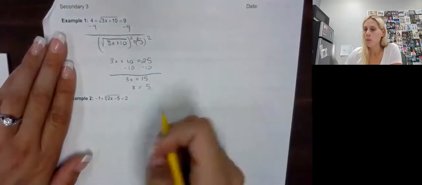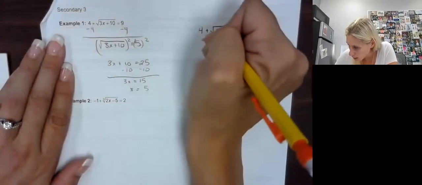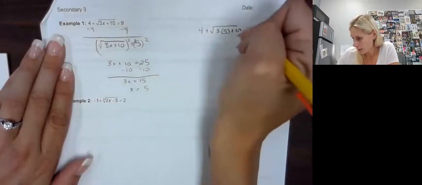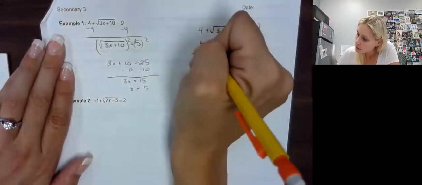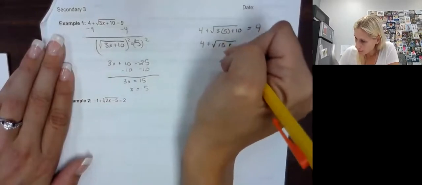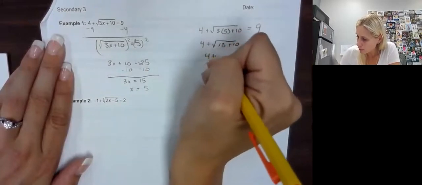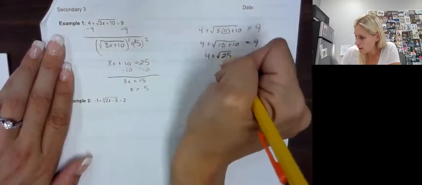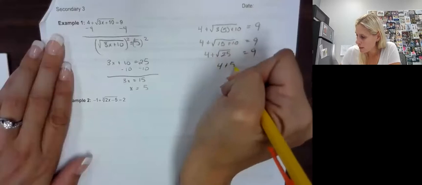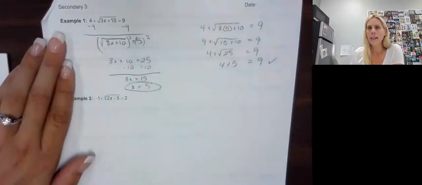Now let's double check. So we're going to rewrite the problem, but for every x I see, I'm going to plug in that solution. And we're going to see if it equals 9. So 4 plus the square root of 15 plus 10. So we have 4 plus the square root of 25. We have 4 plus 5. And does that equal 9? Yes, it does. So x equals 5 is our answer.